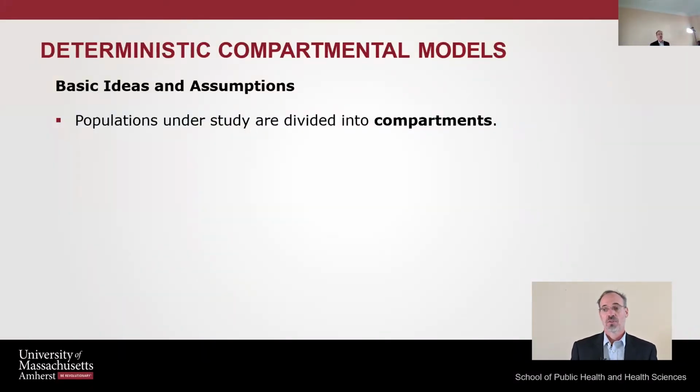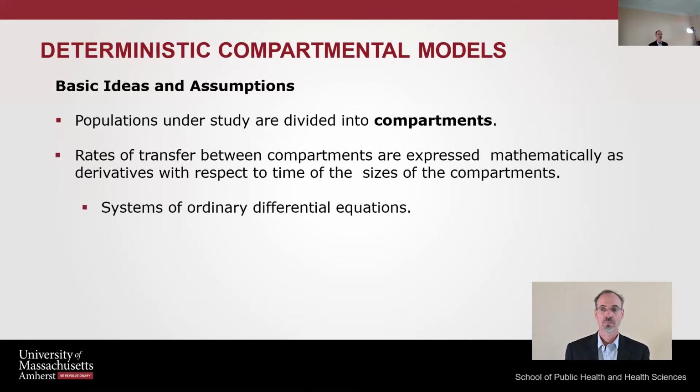Basic ideas and assumptions. Any model is going to have assumptions, be it transmission modeling or regression modeling or any other kind. In compartmental models, one of the basic assumptions is that the populations under study are divided into distinct compartments, so they travel through different states of disease. We're going to talk about what those mean in a minute, but the idea is that people can only occupy one state at a time. So you're either healthy or you're sick, for example.